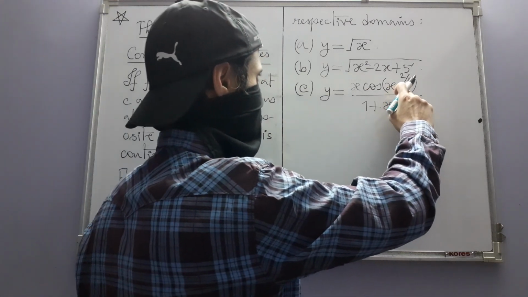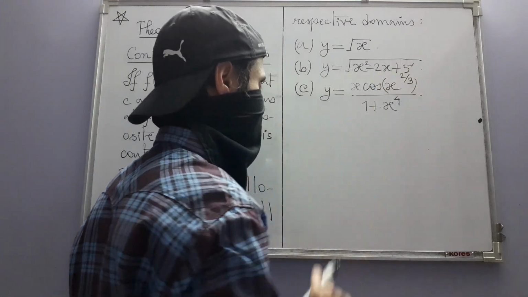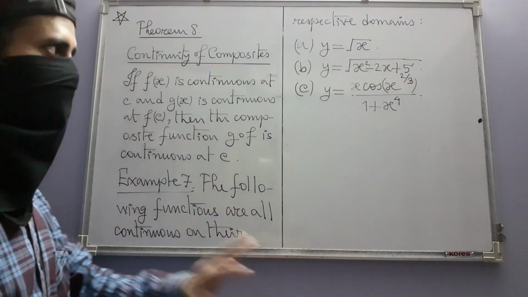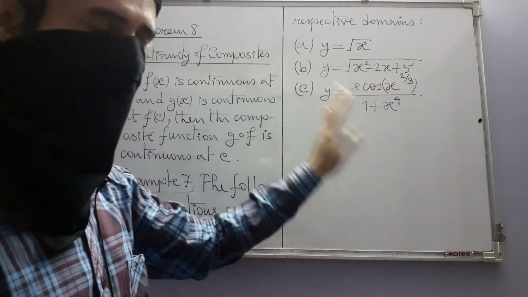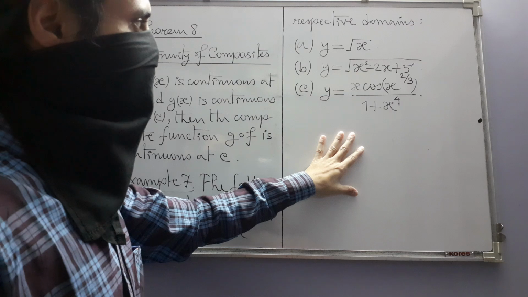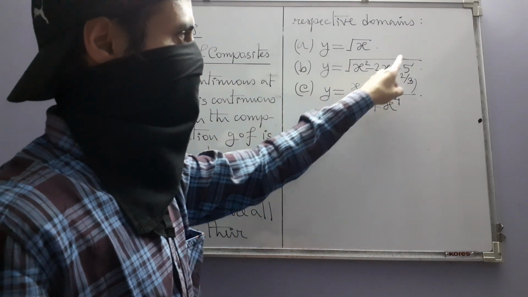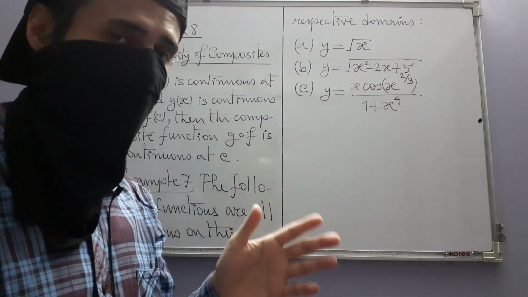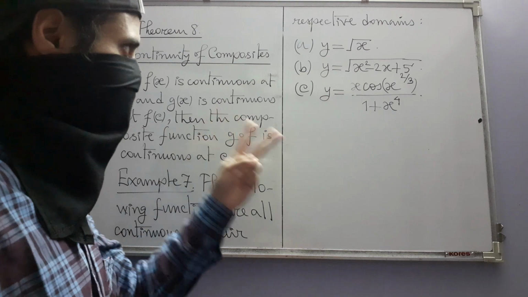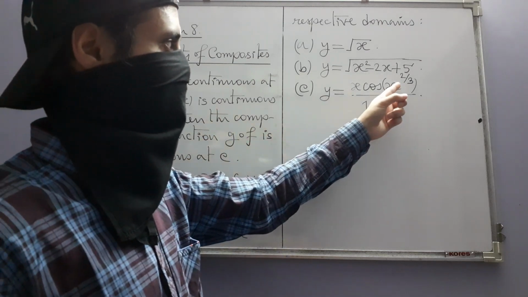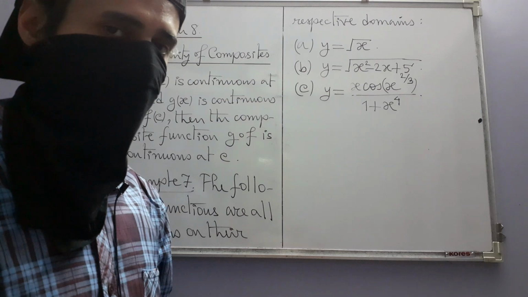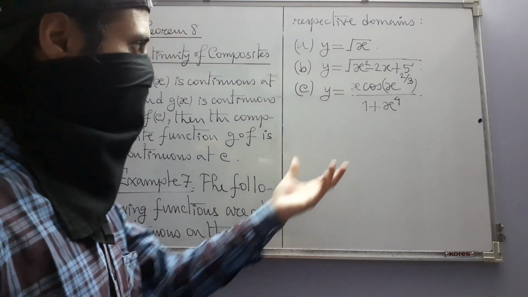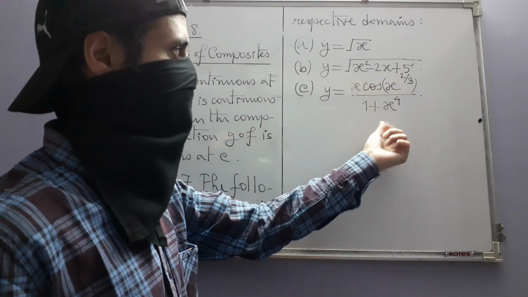But what do we have over here? X to the power 2 over 3. And this is also continuous. This we already know from our previous examples and exercises. So we see that cosine of x to the power 2 over 3 is actually a composition of two functions. One of them is this x to the power 2 over 3 and the other one is cosine. Both of them are continuous, so the composition is continuous.